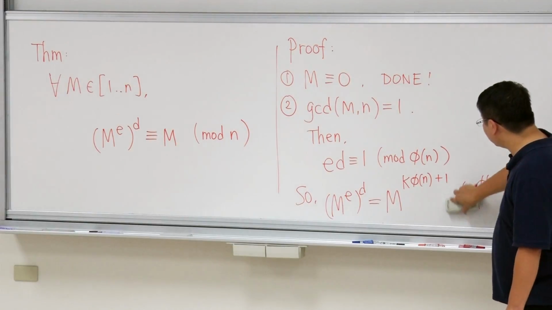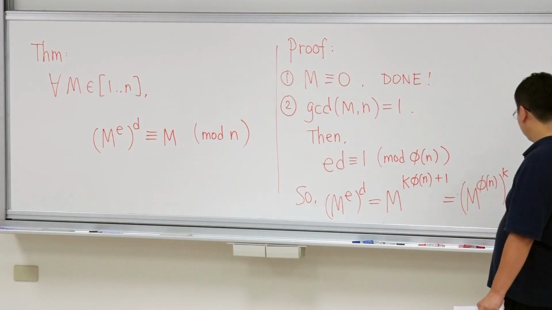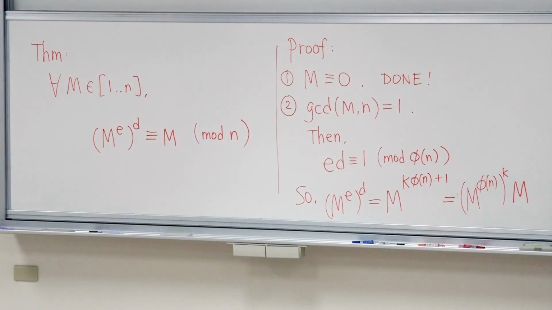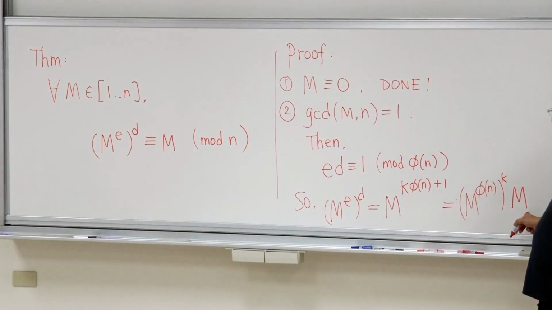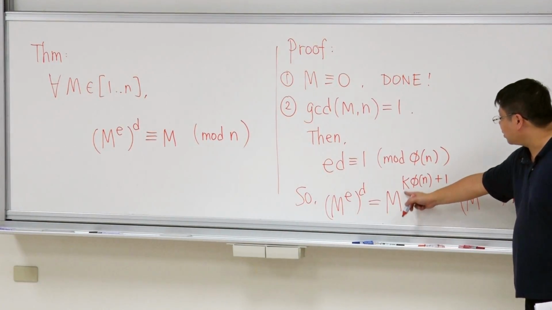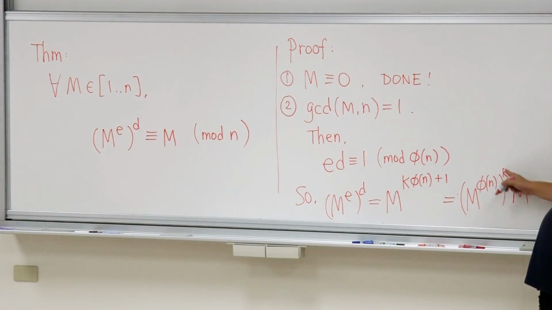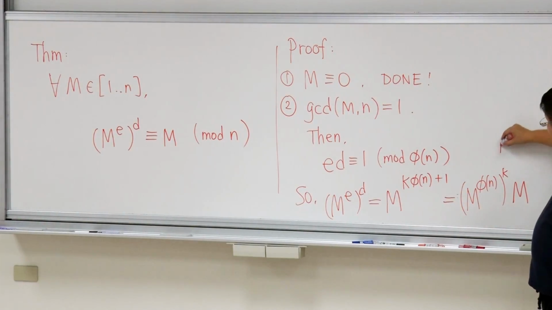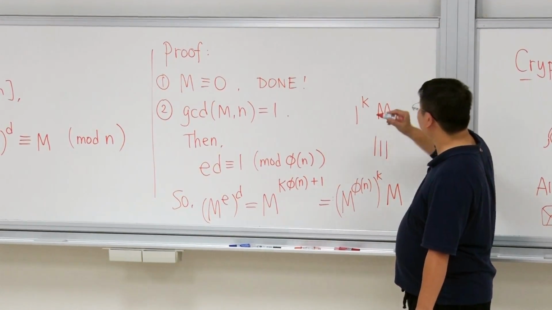So let's still write it as an equal. It's still equal. I just rearrange things a little bit. So M to the 1, I put it here. And the remaining is M to the power K times phi N. So it is M to the power phi N, to the power K. Is that okay? Then this is equal to 1 to the power K times M.